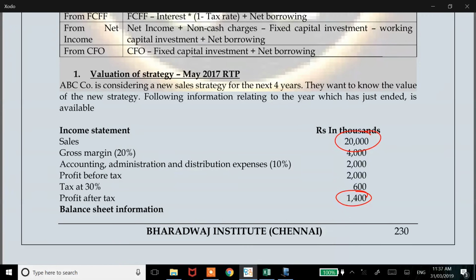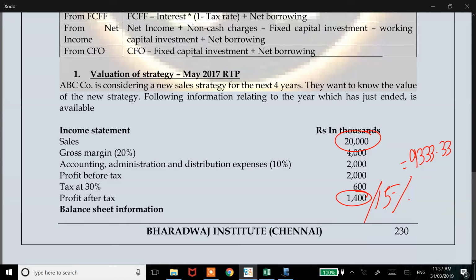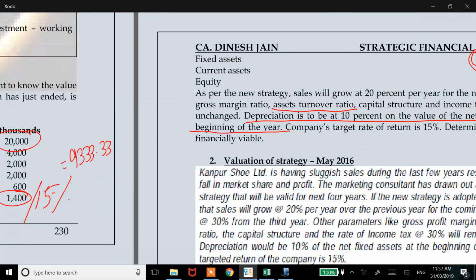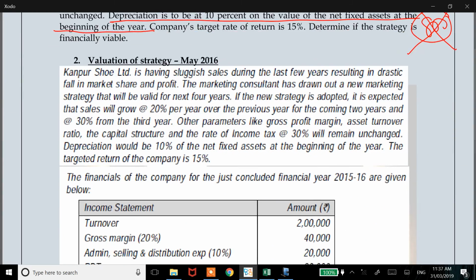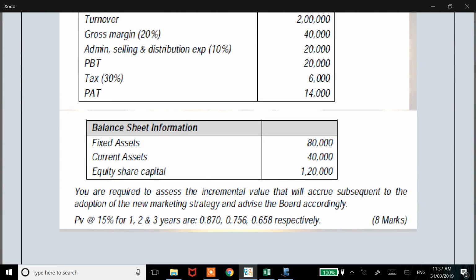So value of company without strategy is equal to 1400 divided by 15%. It's a perpetuity, 1400 divided by 15%. The number is lower than the value with strategy. If the strategy has negative value, you write that value and say the strategy is not financially feasible. We are not going to implement this strategy because value only comes down. The value is declining for the company.